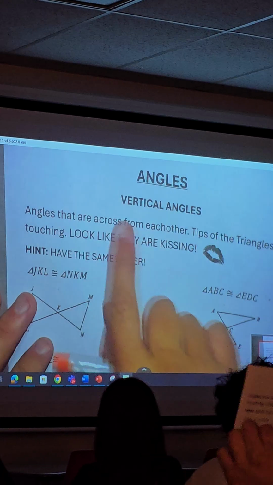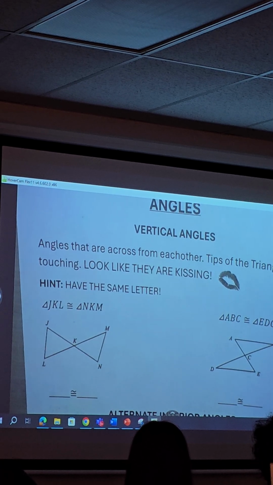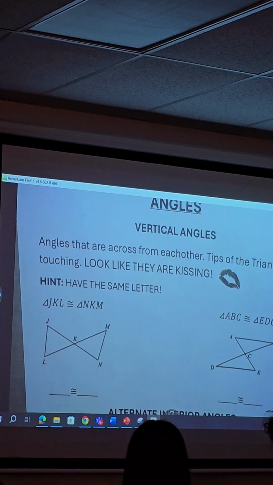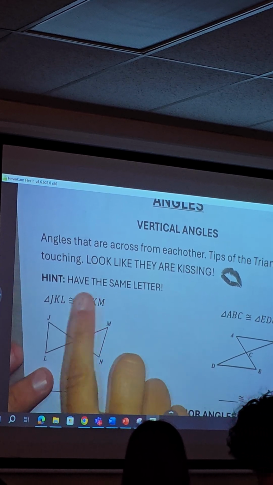Okay, now we're gonna get to vertical angles. This whole page, and the back page, is nothing but angles. So now this one's called vertical angles. Vertical angles are angles that are across from each other. The tips of the triangles are touching. They look like they are kissing. Also they have the same letter.